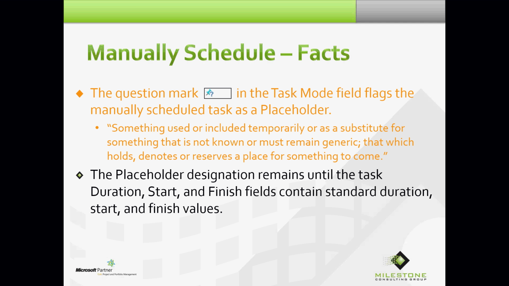It would just be text that says, hey, Dan, you're really not quite sure what duration is. You should probably go talk with Bob. But once those three fields contain those standard values, the question mark would disappear, meaning the task is no longer a placeholder, but it's still manually scheduled.